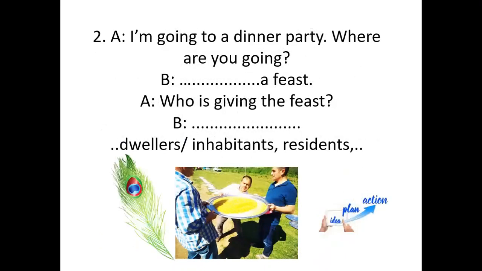Okay. Dialogue 2. I am going to a dinner party. Where are you going? I am going to a feast. Who is giving the feast? The residents of that neighborhood are giving the feast. Residents means inhabitants or dwellers. Dwellers are giving the feast. Inhabitants of that region are giving the feast.